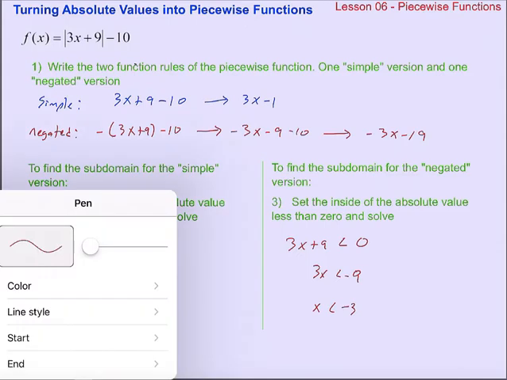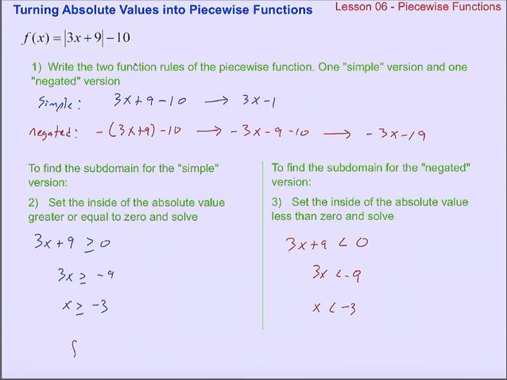So just to write the whole thing out as a final answer, f of x equals, remember it's a piecewise function, so I need to write my two possible versions. It is either equal to, I'm going to use this one first only because it's nice to put the subdomains in order. If you don't, it's not a problem. But the negated version, as long as x is less than negative 3.